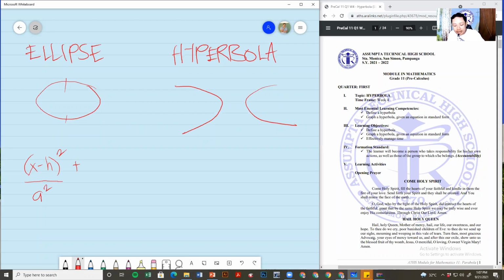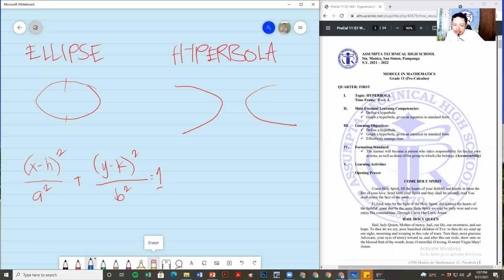And on the other hand, we also have another term here, plus we have the y minus k end of quantity squared over what? Over b squared, exactly, is equal to 1. Always remember that for it to become standard in form, it should always be equal to 1. Okay? Having that kind of equation.